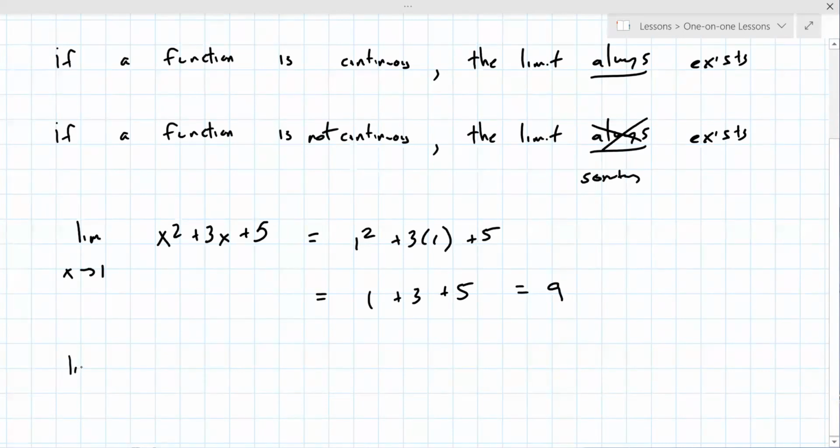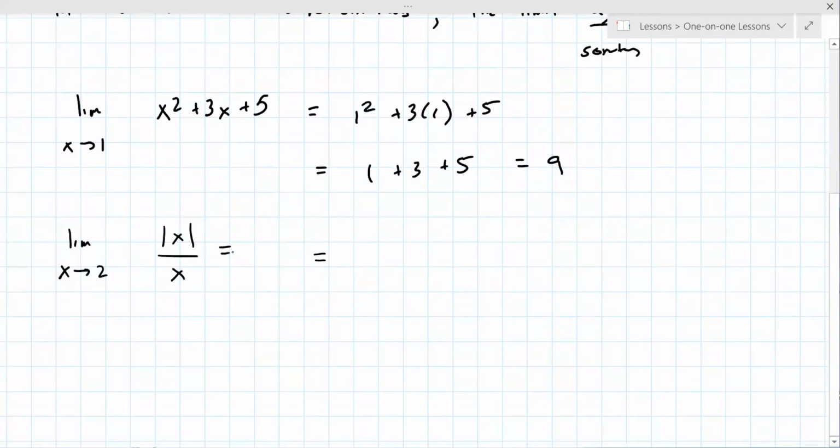But let's say you wanted the limit as x approaches 2 of absolute value of x over x. Okay, so this works for some points. Like for this one, it would work because it becomes absolute value of 2 over 2, which is 1. But what about at 0? Well, we have a problem because the absolute value of 0 is 0, and you can't divide by 0.